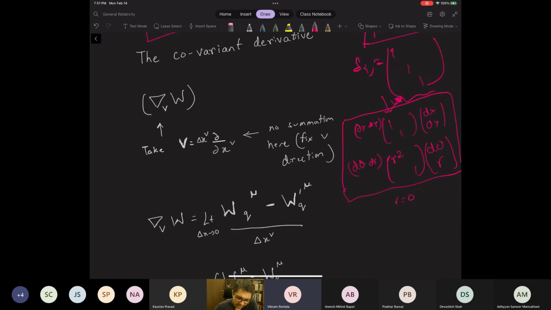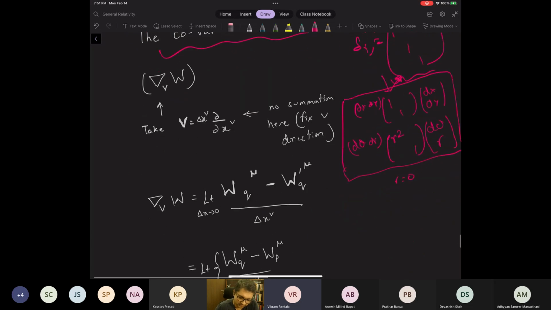Okay, so now let's define, for example, the covariant derivative. We want to define the derivative of some vector field W along the direction V. This is what we mean by the symbol.